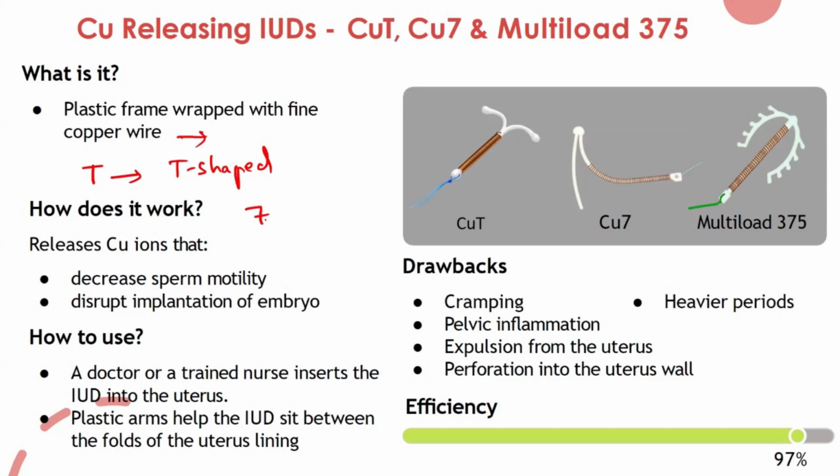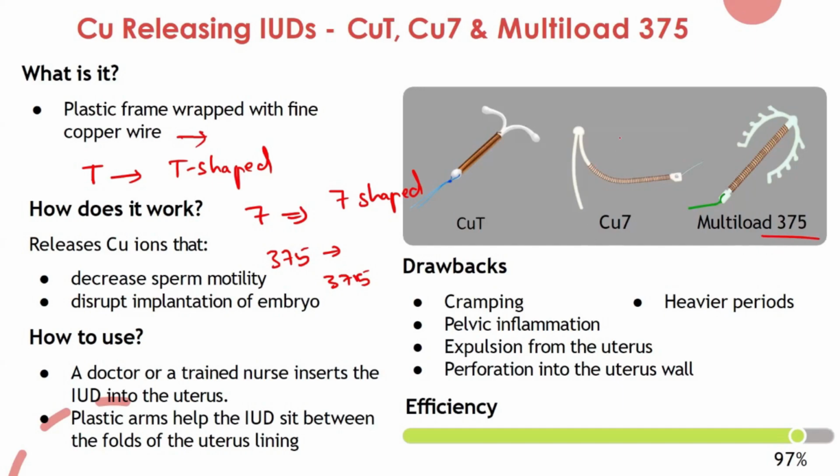CU7 is nothing but a 7-shaped device. And 375 is nothing but a number. It's 375 millimeters of copper that is wrapped. You can see here, this is the 375 of copper that is wrapped around this stem. So that's what 375 means.